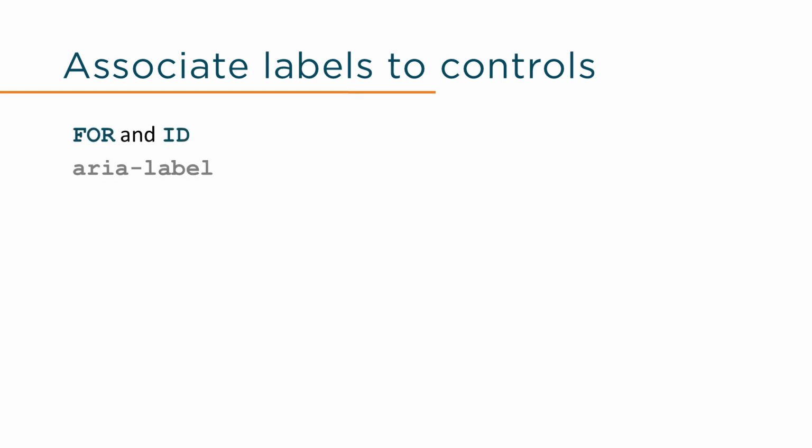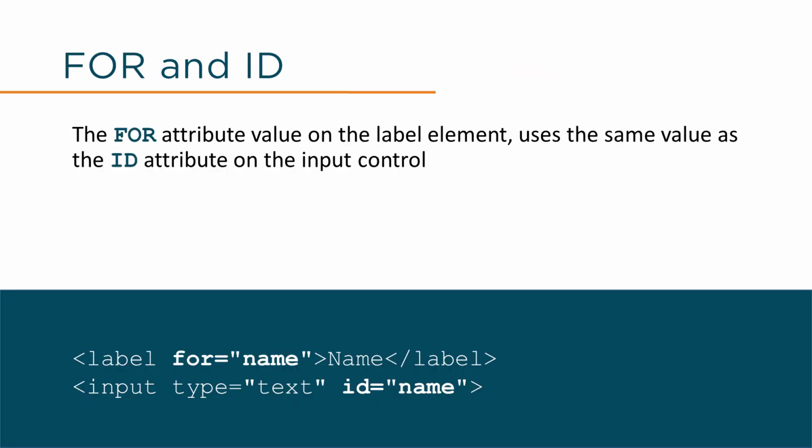For an ID relationship, the for attribute value on the label element uses the same value of the ID attribute on the form control. When the control receives keyboard focus, the assistive technology will announce the label text followed by the form control, providing enough context of what the control represents.